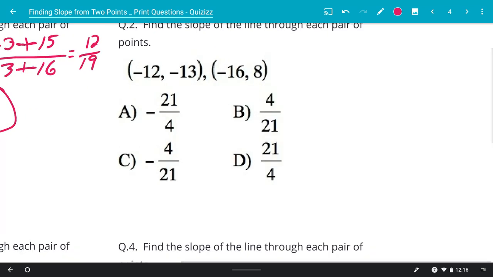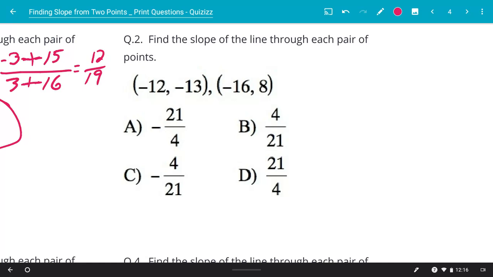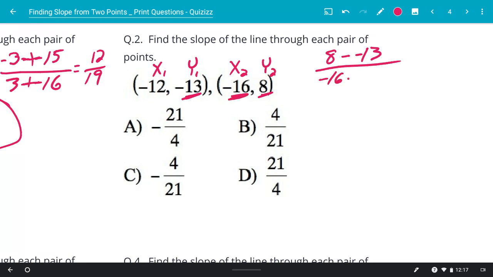Looking at number 2. Again, I'm going to start out by being thorough. x1, y1, x2, y2. So in this case, I would have 8 minus, that was y2, minus y1, which is a negative 13. And then x2 is a negative 16 minus x1, which is a negative 12.